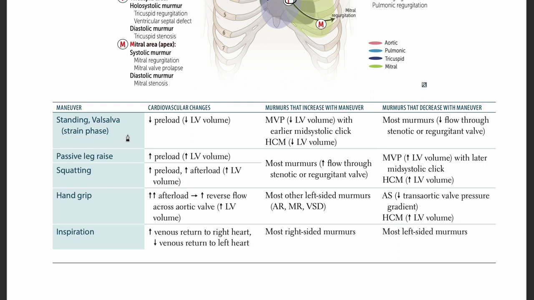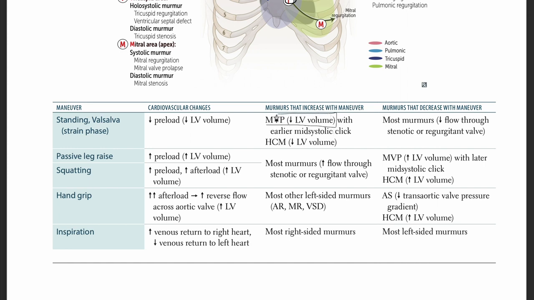So when you have a decrease in preload, what happens to the thing? Maneuvers. Okay, so what happens to the mitral valve? If it's prolapsed, you'll have MVP, decrease in left ventricle volume with earlier mid-systolic click. Okay. Yeah, for this I'm just going to remember it. At this point I just remember these.